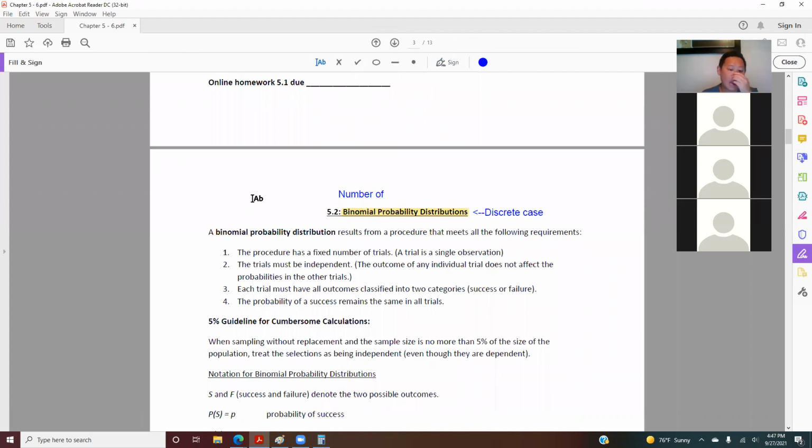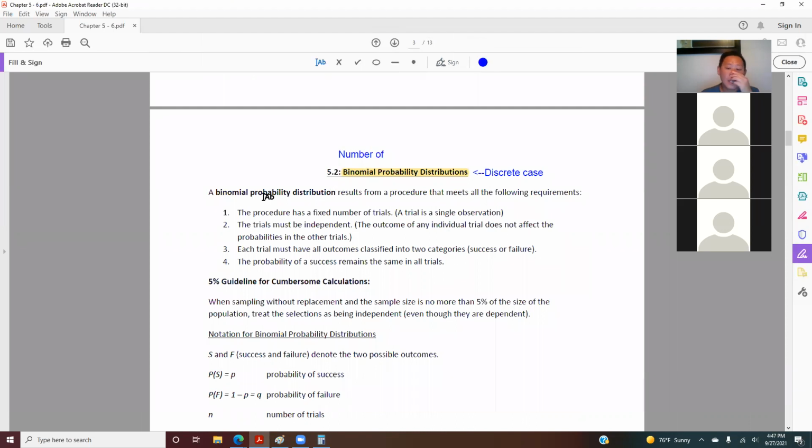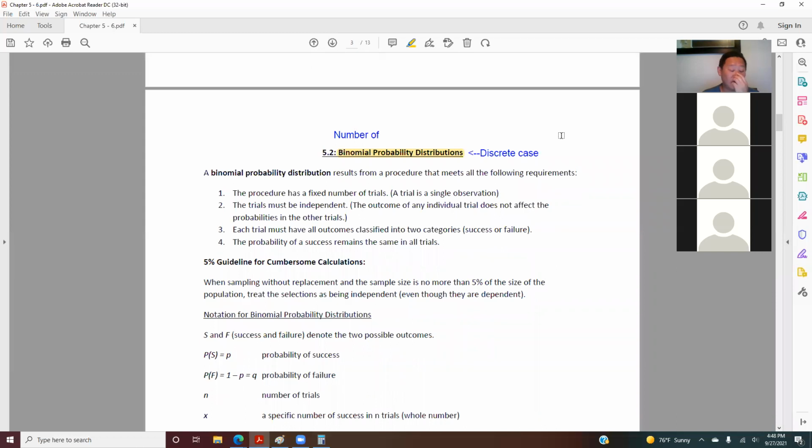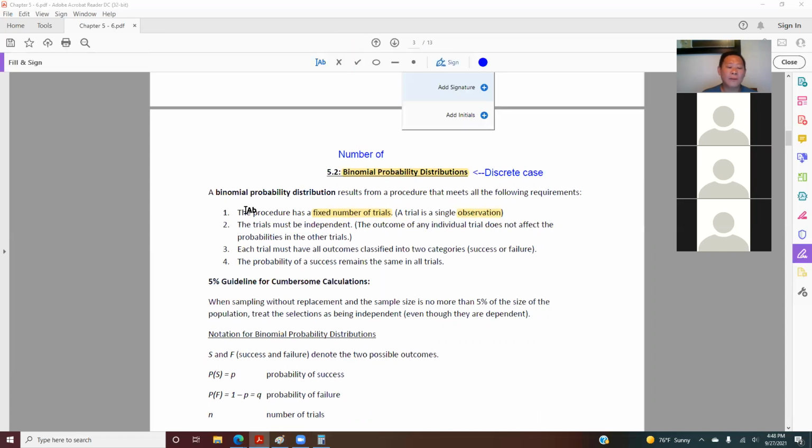In order for us to have a binomial probability distribution, it has to meet these 4 requirements. And if you do not have these 4 requirements, or miss one of them, it is not a binomial case. The first requirement means it has to have a fixed number of trials. What is a trial? A trial is an observation. So in other words, the first requirement says that you need to know n. And what is n here? n in this case is how many trials we have.